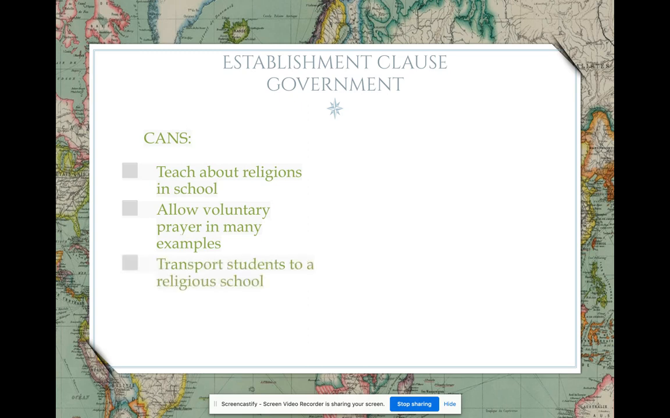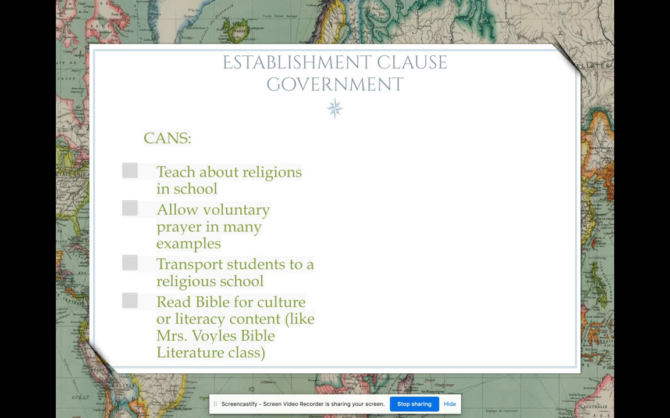When we play like St. B's in a basketball game, guess what? We can go there. Just because it's a religious school doesn't mean we can't go there. And we can read the Bible for cultural or literacy content. So we have a class here that Mrs. Voiles teaches called Biblit, that stands for Bible literature. When I was in junior high at a public school, we looked at the Bible for what it actually said.